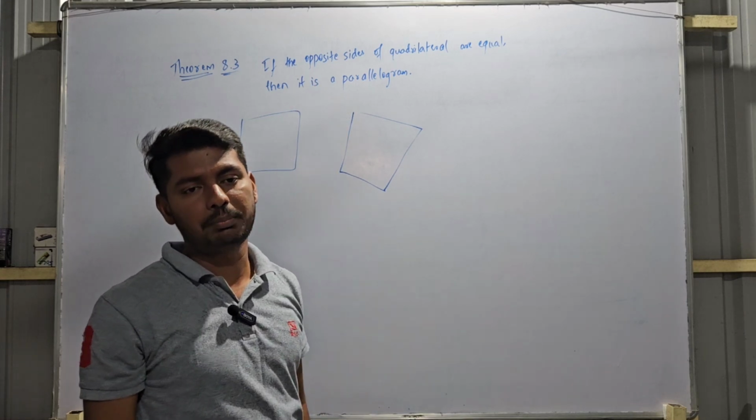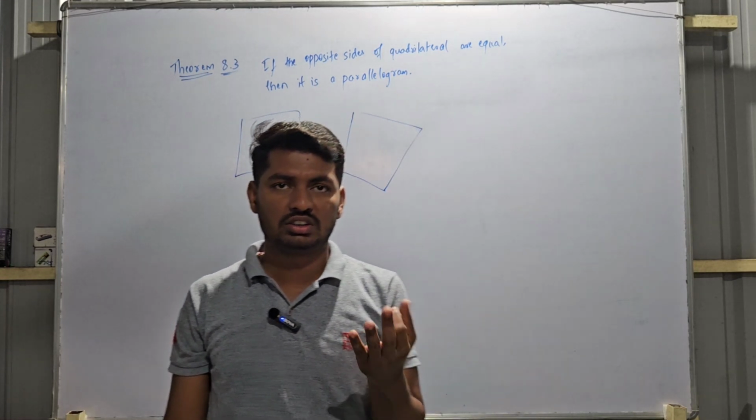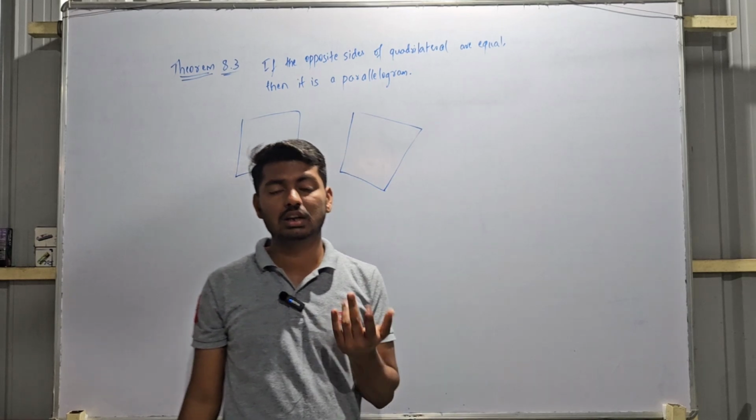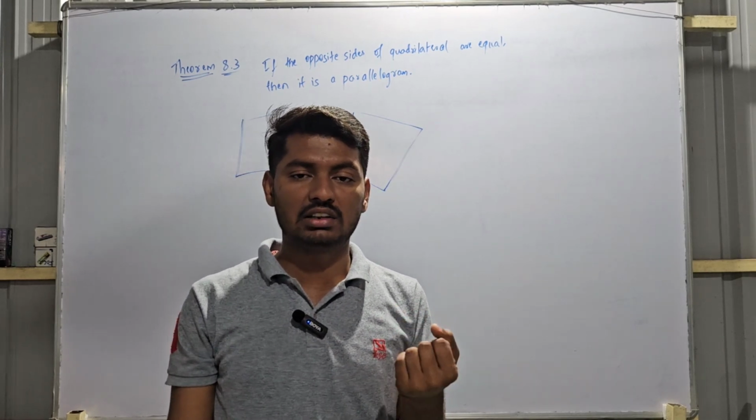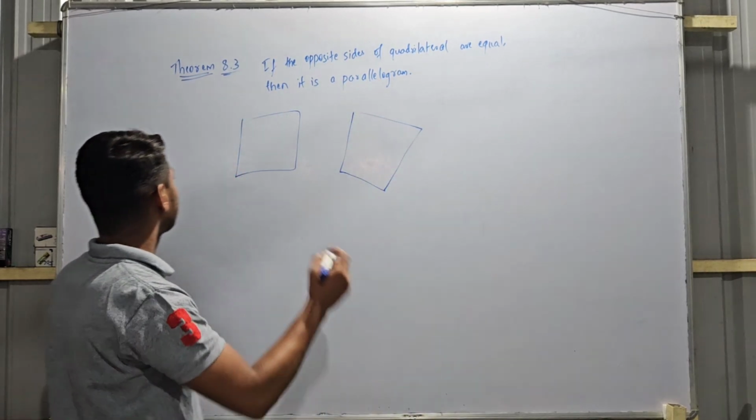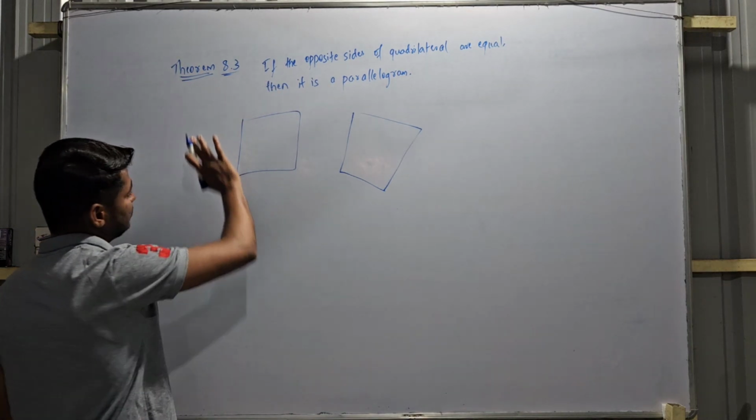So if we consider the parallelogram, we have only three special types of parallelograms. Those are the square, rectangle, and the rhombus. Okay, so this is the theorem statement.